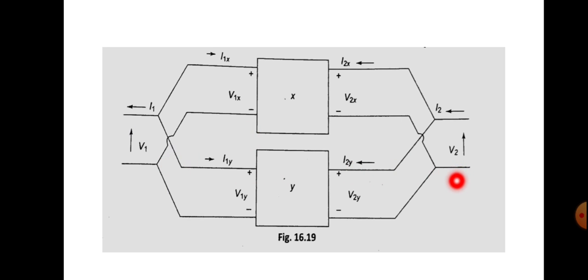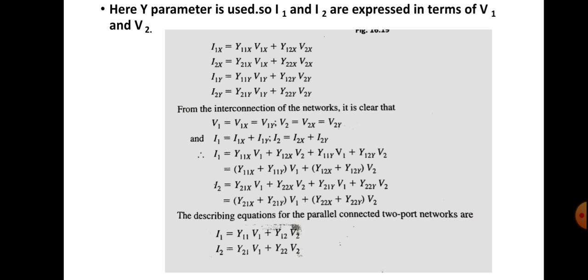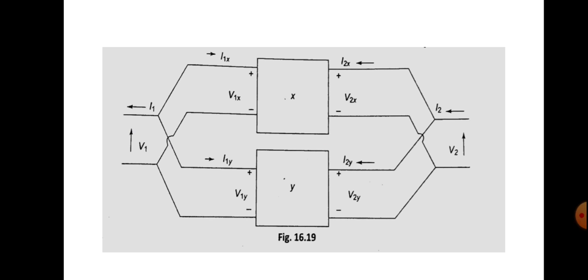You know that in the case of parallel connection, port voltages will be the same. That is, V1 and V2 will be the same, right? So we can write V1 will be equal to V1x, that will be equal to V1y. Similarly, V2 will be equal to V2x, that will be equal to V2y. That means when we are connecting the two networks in parallel combination, the port voltages will be the same.